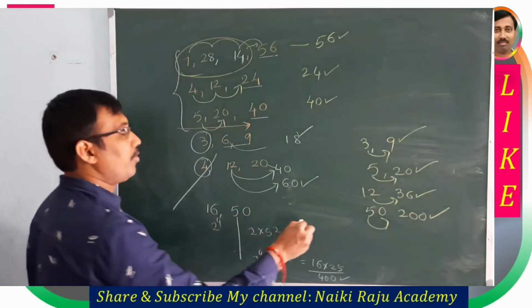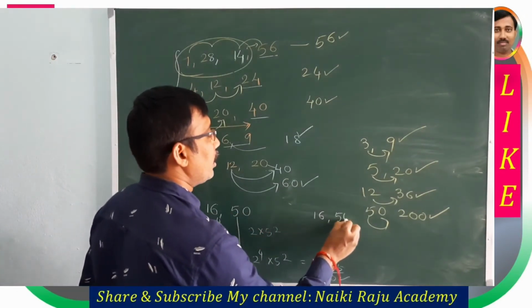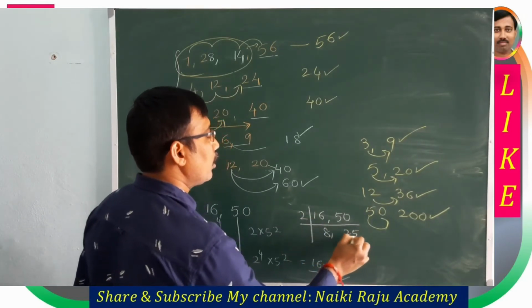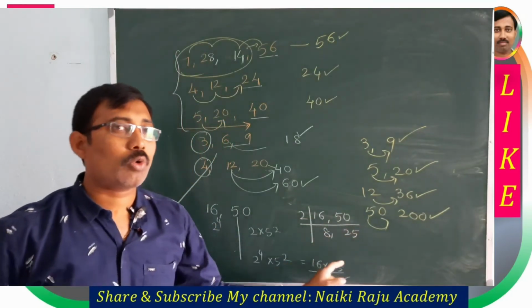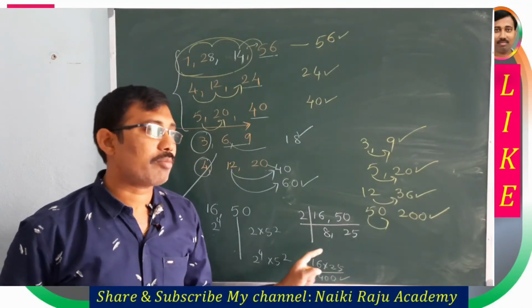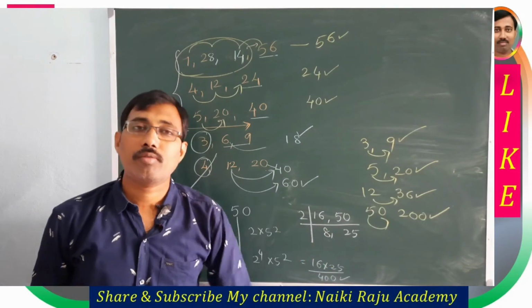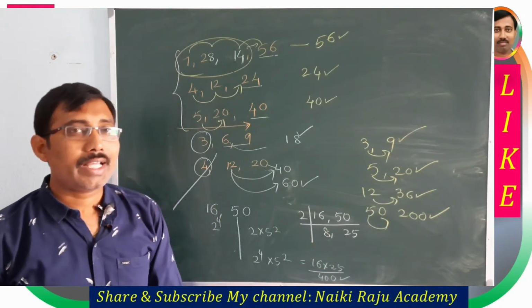Or take 16 and 50. These two are divided by 2, giving 8 and 25. 25 and 8 are co-prime numbers. So here also, the LCM is 2 into 8 into 25. This is also a division method to find the LCM.